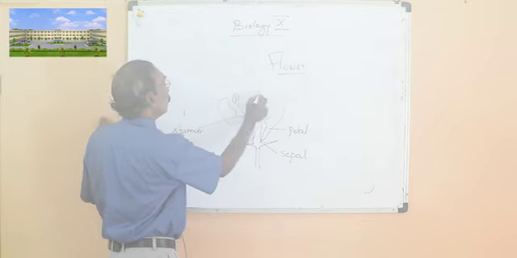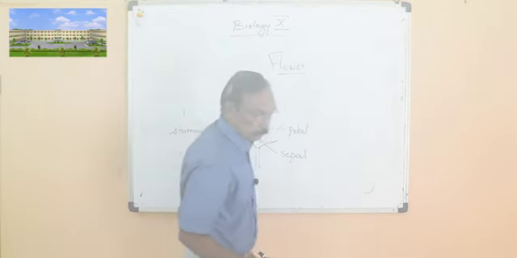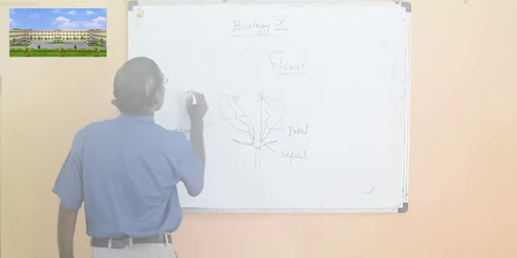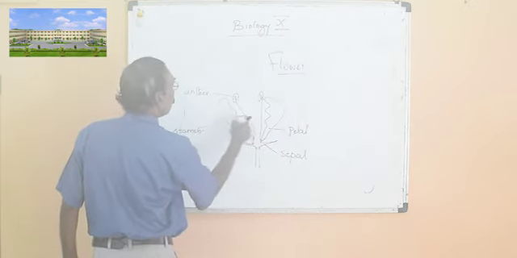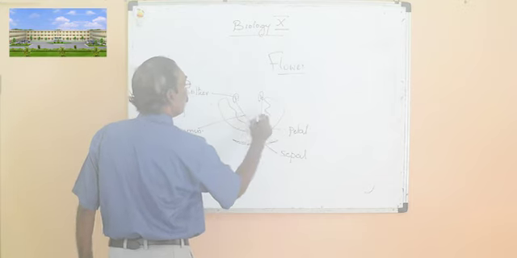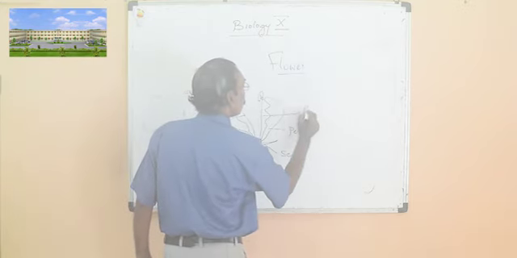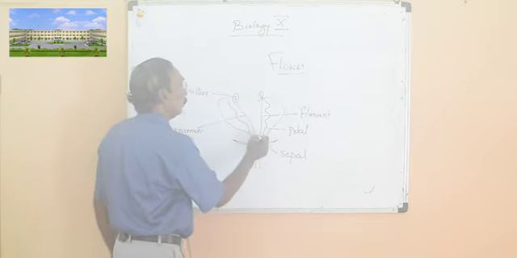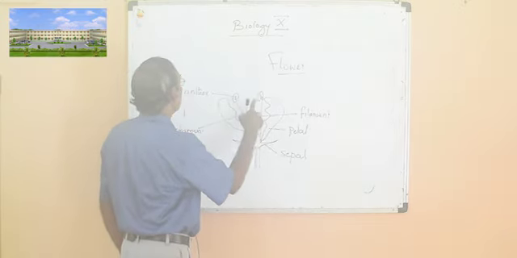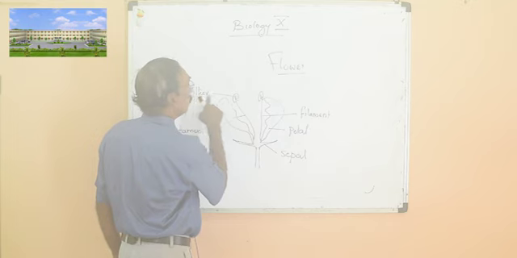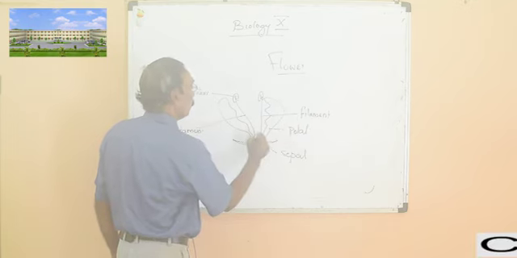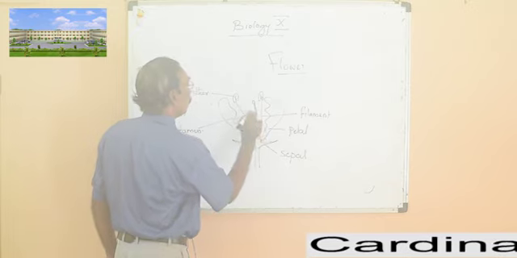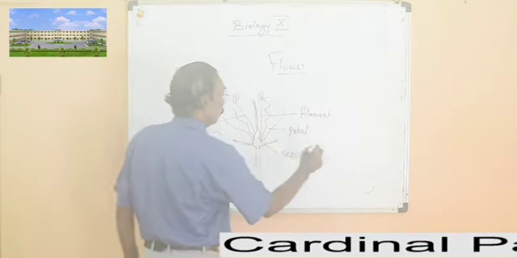The stamen has anthers here. So this is the anther of the stamen. This part is called the filament. So the male reproductive part of the flower is the stamen, made up of an anther and a filament. And the female reproductive part inside is called carpel or pistil.